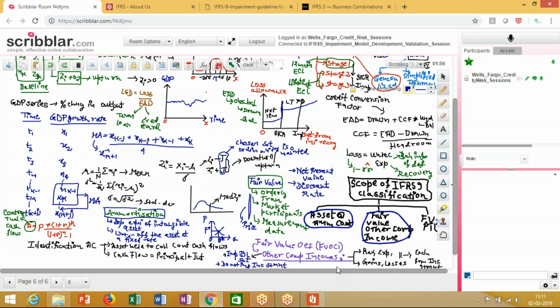Now obviously because they are not realized, there is a risk involved with them. That is the reason why you need to keep an impairment, or a provision, for these assets, the fair value through other comprehensive income. So that's FVOCI.